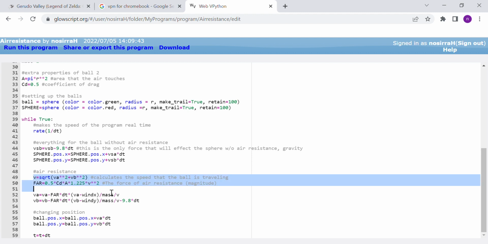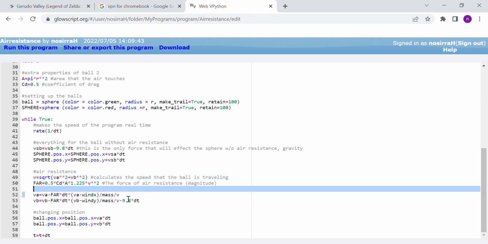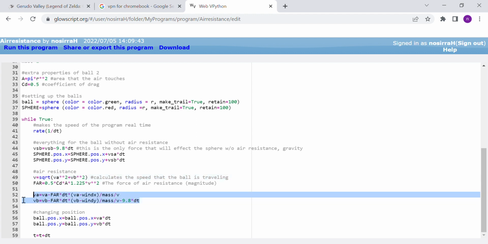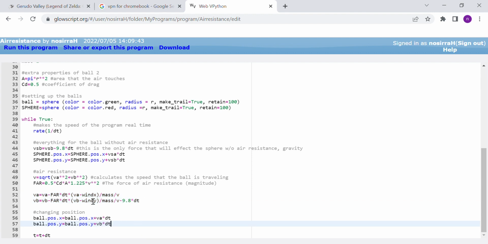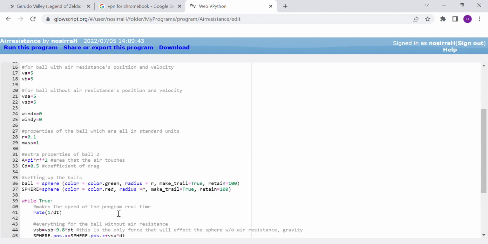So we have the total velocity, and then we can calculate for the actual force of air resistance. This is the magnitude. Then what we do is we calculate it with these. We change the velocity based on the force in whatever direction. I basically did a sine, then arctangent, and then it ended up like this. So that's what I did over there. And then I included the wind.